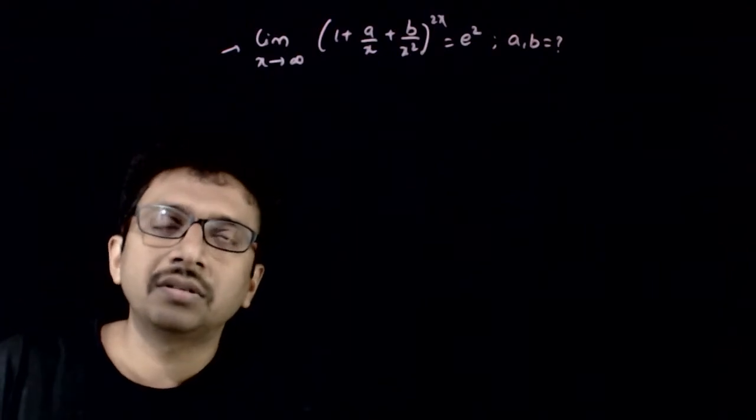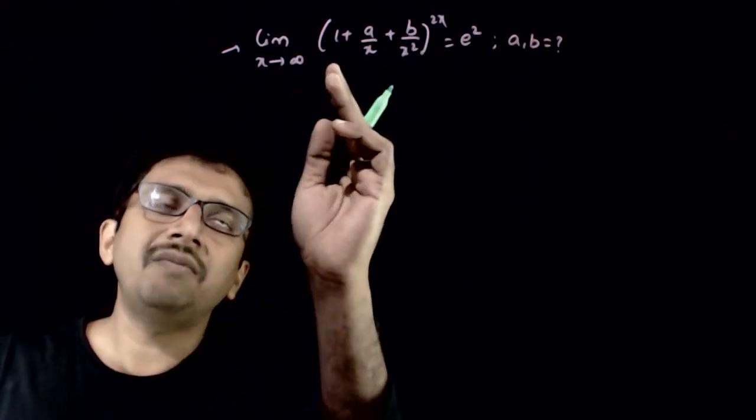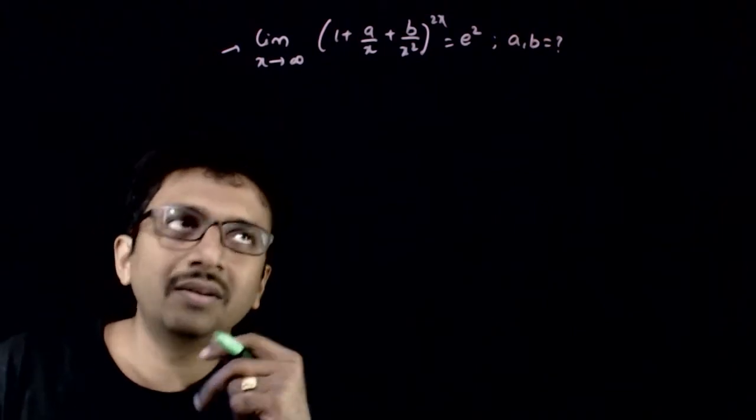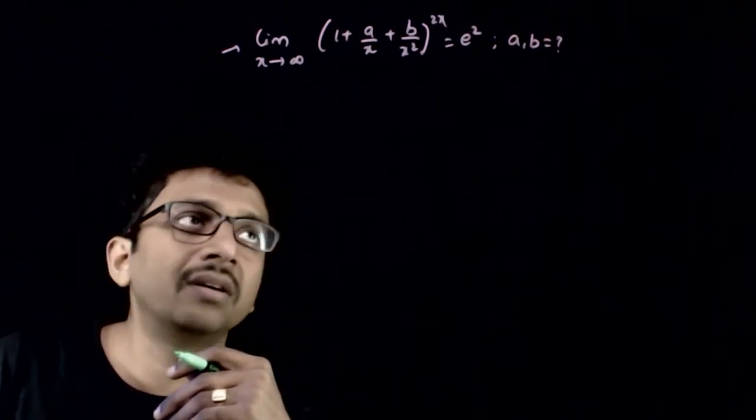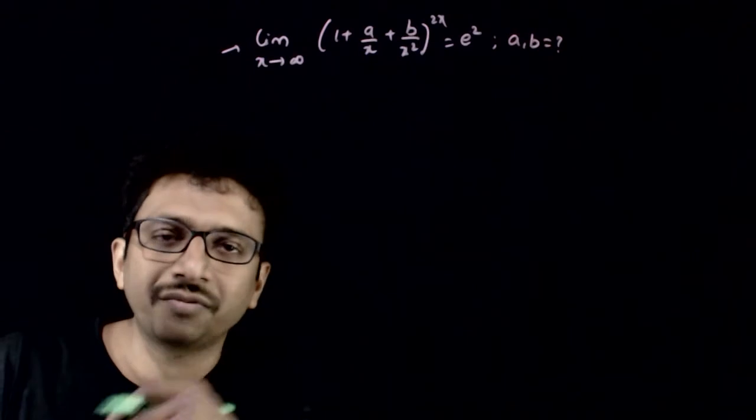So welcome students. In this question you're given that limit x tends to infinity (1 + a/x + b/x²)^(2x) is equal to e². If that is so, what are the values of a and b?